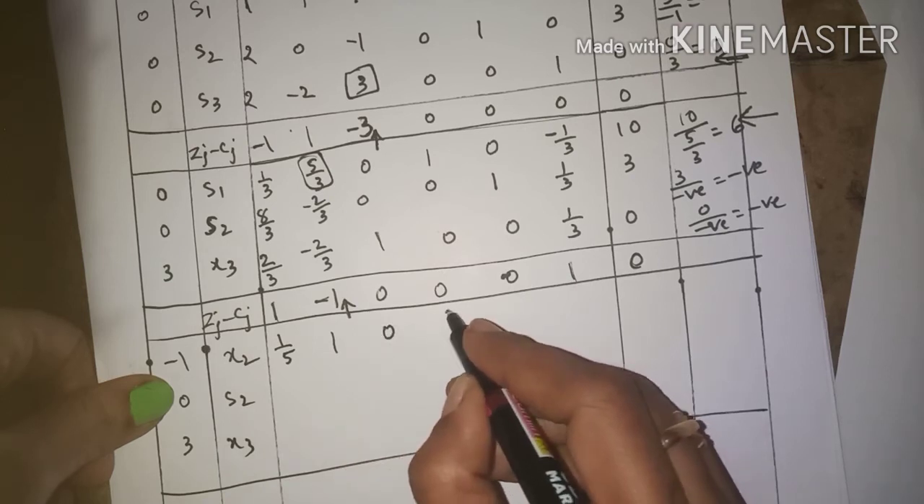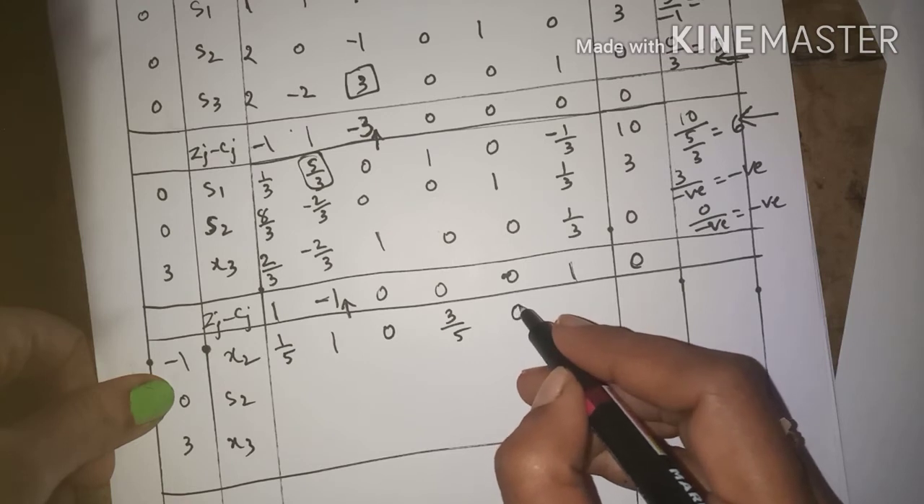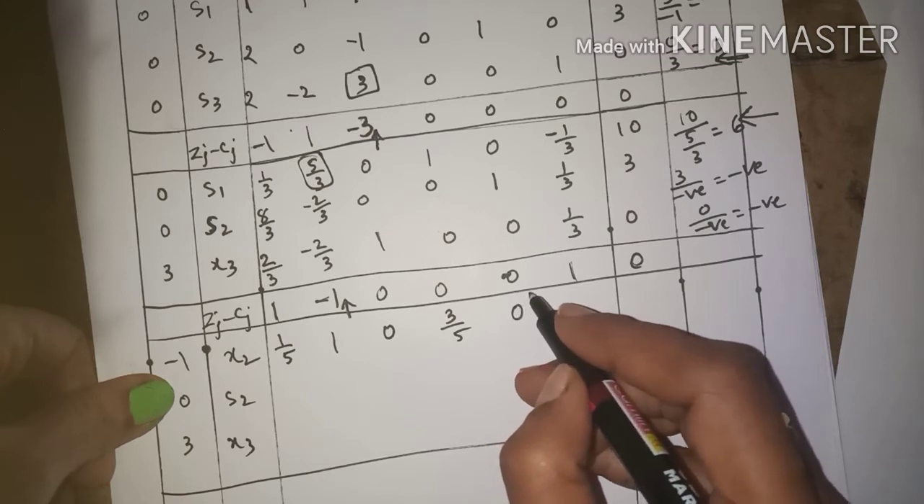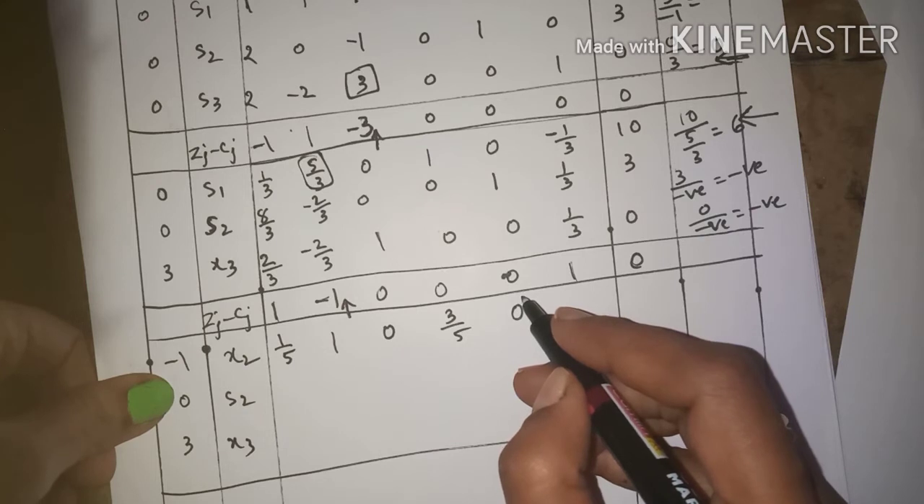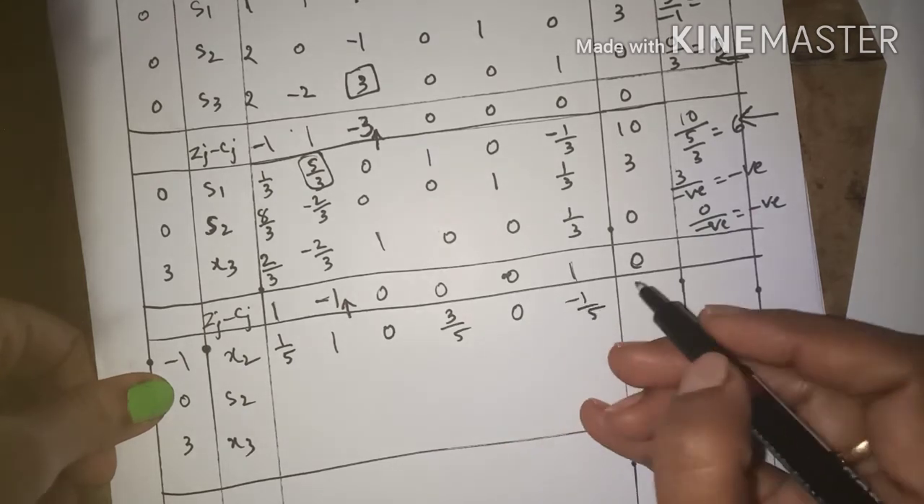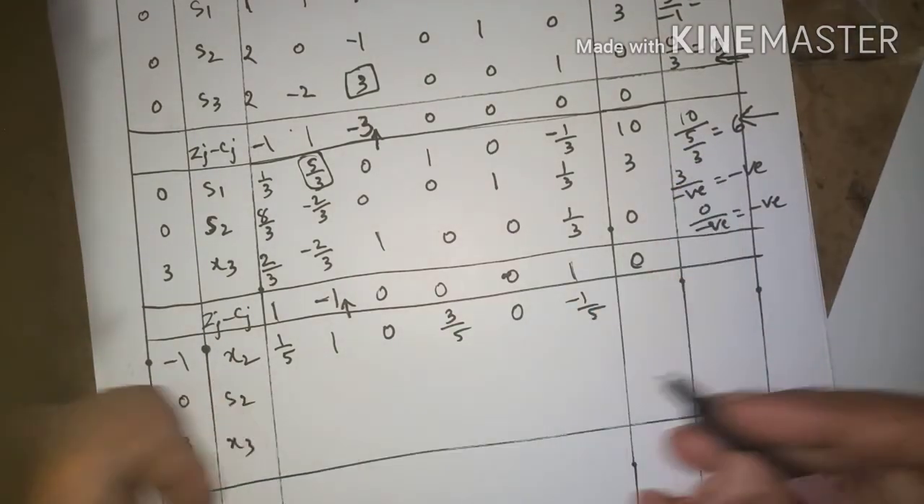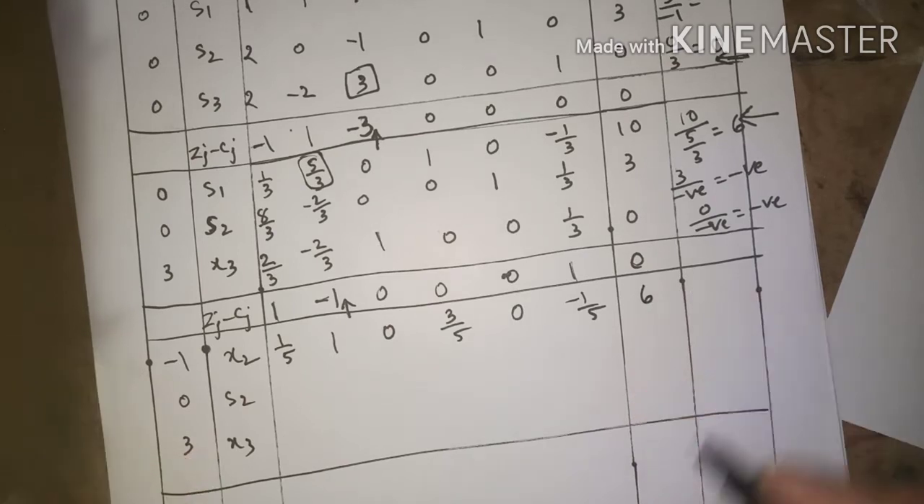1 by 5 by 3 is 3 by 5. 0 by 5 by 3 is 0. 5 by 3, 1. Minus 1 by 3 by 5 by 3 is 3 cancel, minus 1 by 5. 10 by 5 by 3. 10 by 5 by 3 is 6. Now I converted the pivot element into 1 by doing some elementary transformation.